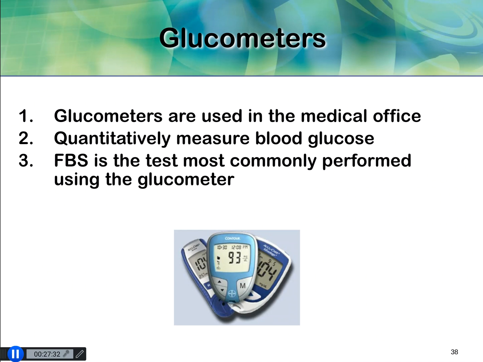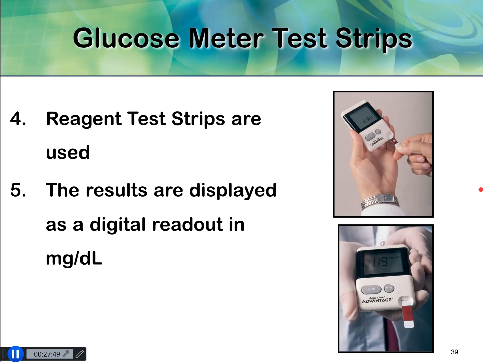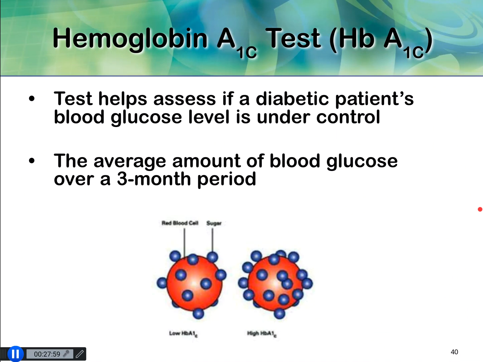Glucometers are often used in the medical office. Reminder that they quantitatively measure blood glucose levels because they give us a specific amount. And the fasting blood sugar is the most commonly performed test using the glucometer. The test strips are reagent, and then the results are displayed as a digital readout on the screen in milligrams per deciliter.